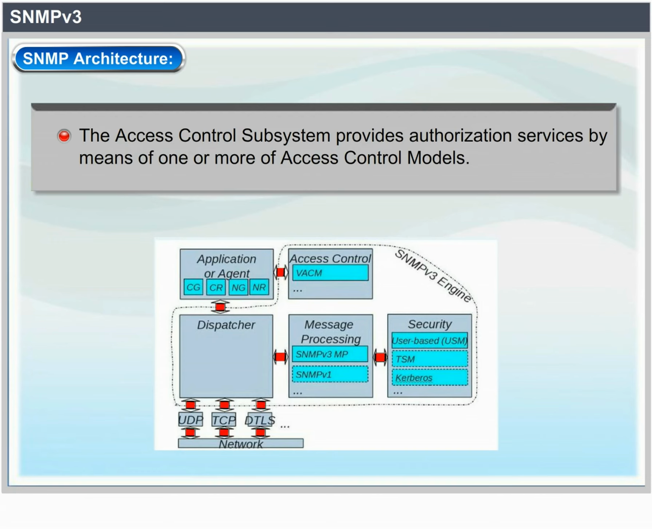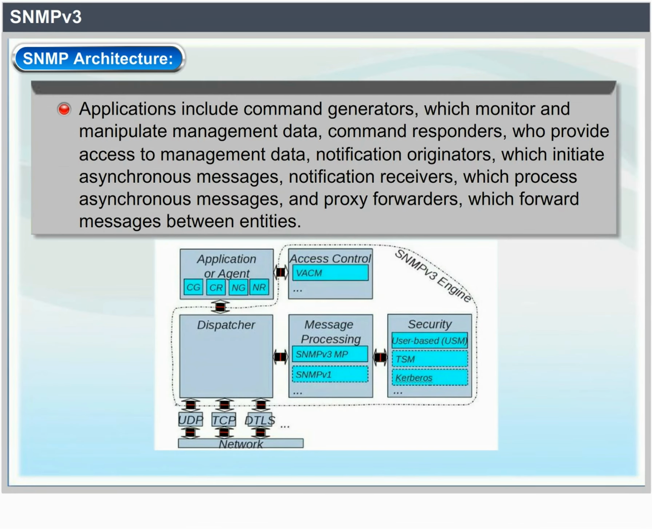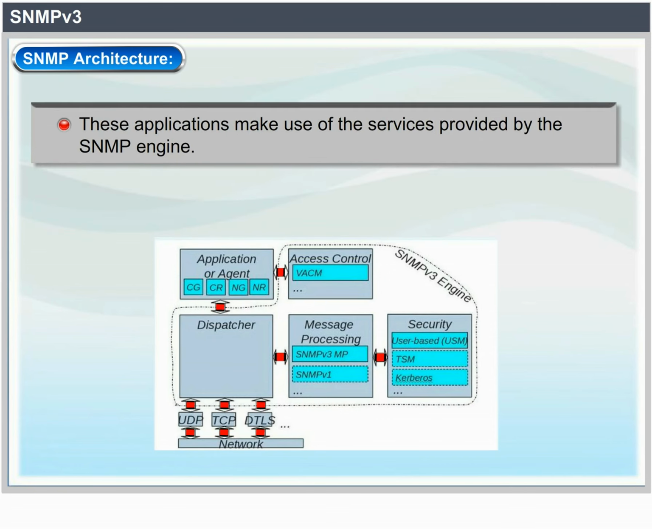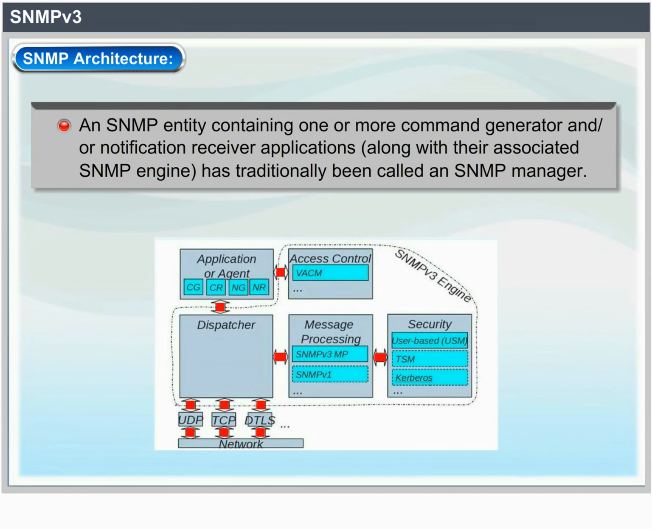Applications include command generators which monitor and manipulate management data, command responders which provide access to management data, notification originators which initiate asynchronous messages, notification receivers which process asynchronous messages, and proxy forwarders which forward messages between entities. These applications make use of the services provided by the SNMP engine. An SNMP entity containing one or more command generator and or notification receiver applications along with the associated SNMP engine has traditionally been called an SNMP manager.